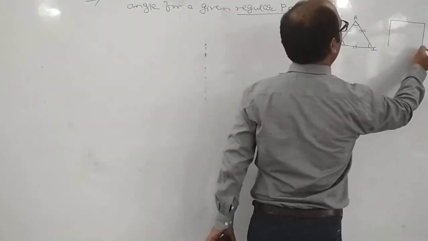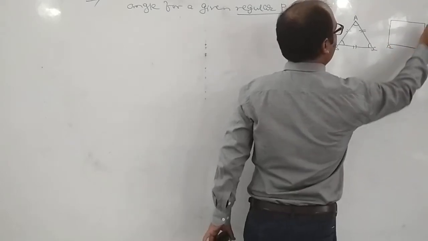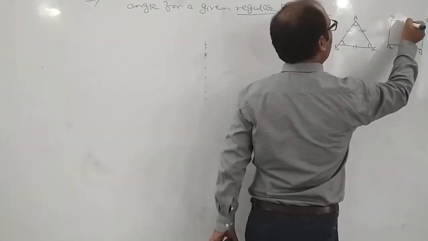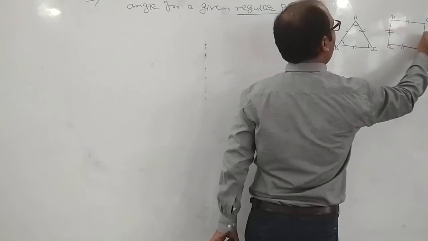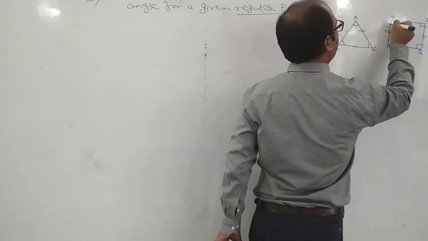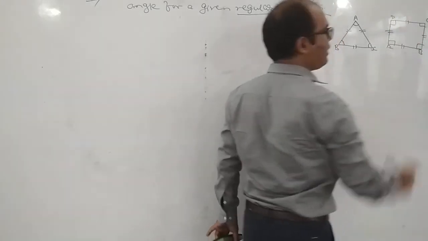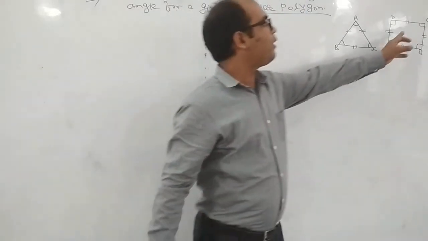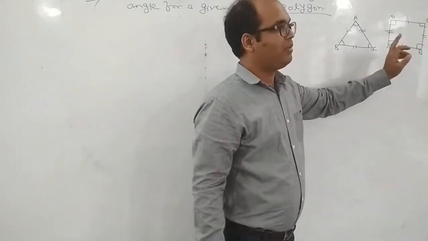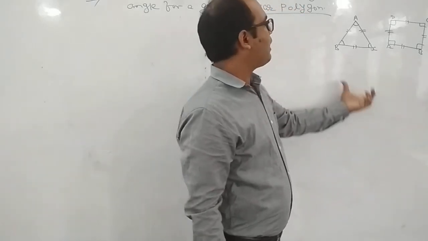A square is also one regular polygon. A, B, C, D. All the sides are equal in length. All the angles are equal in measurement. So the angles are all 90 degrees and all the sides of a square are the same. So this one is a regular polygon. Square is one example of a regular polygon.